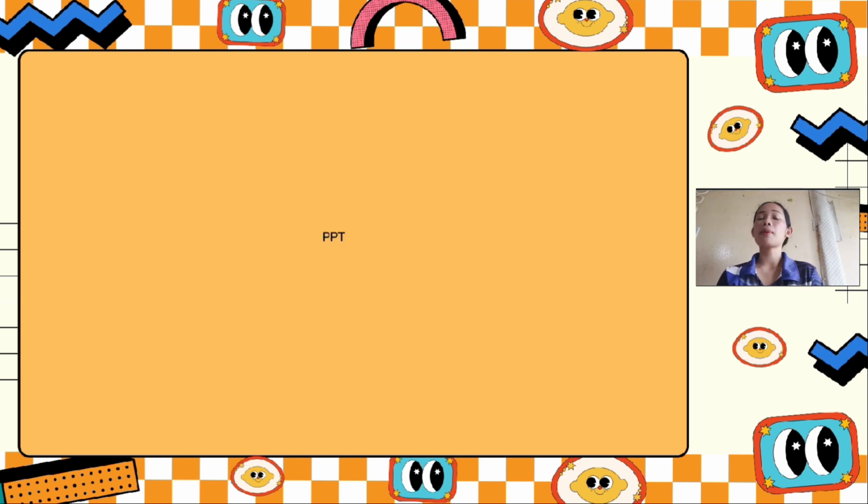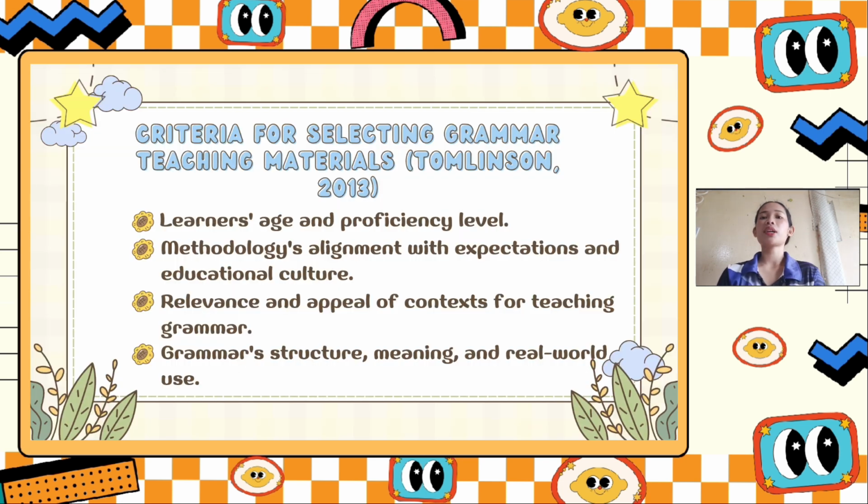So, to teach grammar in an engaging and beneficial way, educators should consider specific criteria when selecting teaching materials. So here are key criteria for selecting grammar teaching materials as suggested by Tomlinson 2013. Okay, so first is we have to consider the learner's age and proficiency level.